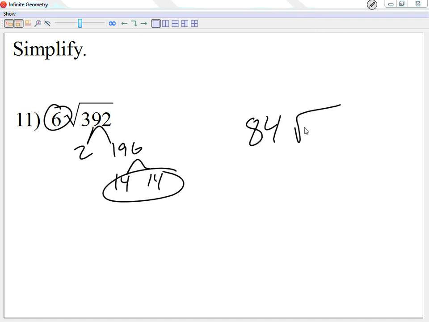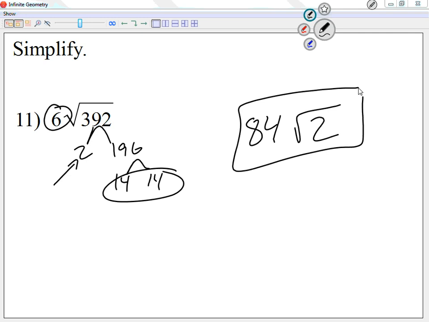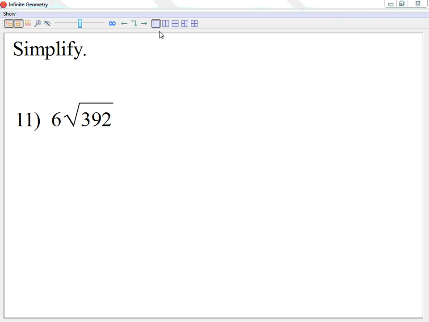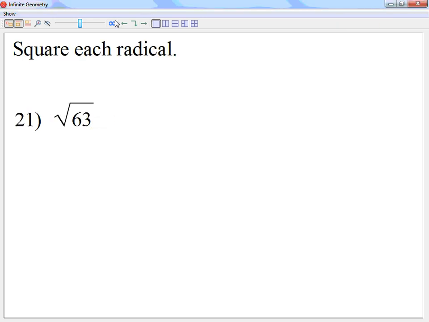For the inside, let me multiply my singles. There's only one of them. So my answer is 84 radical 2. There will be sometimes 2 singles, like a 2 and a 3. If you have more than one single, multiply them for the inside. Alright, so any questions up until number 20?